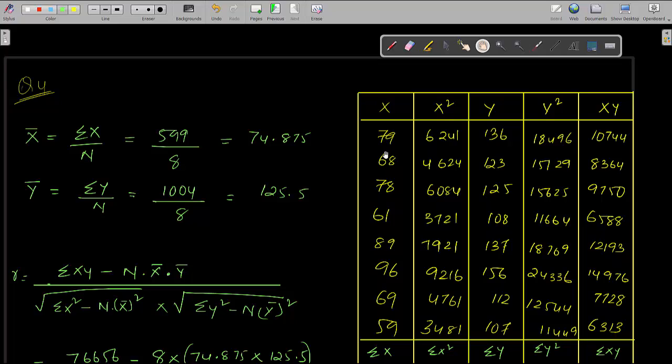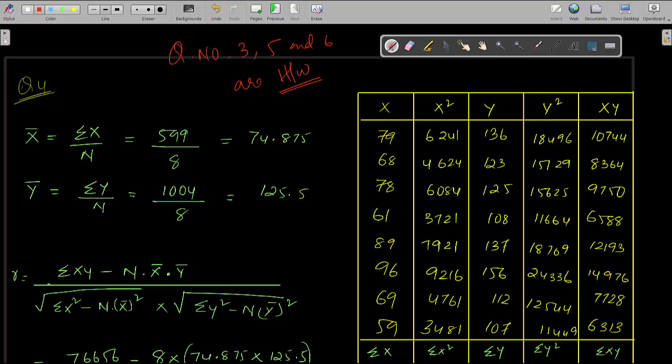Question number 3, 5, and 6 are homework for you. Okay? So you just have to do the same way: put in the formula and then substitute the values in the formula, and you will get the answer.